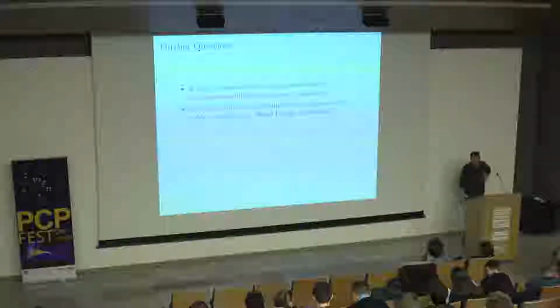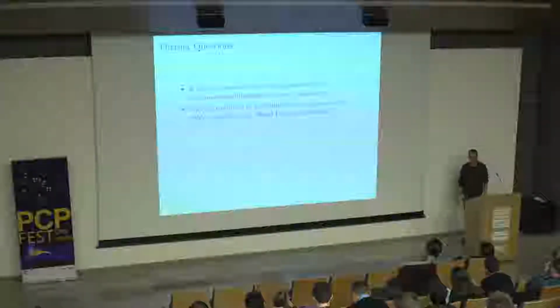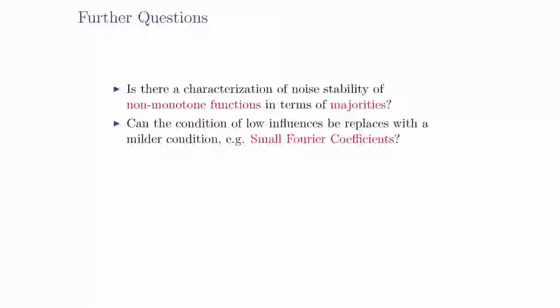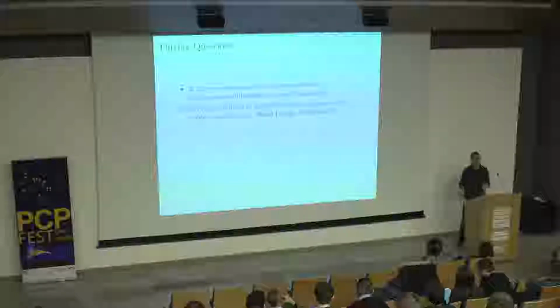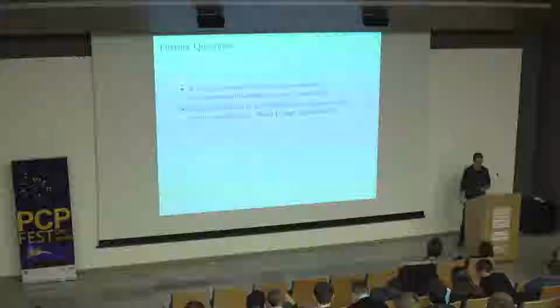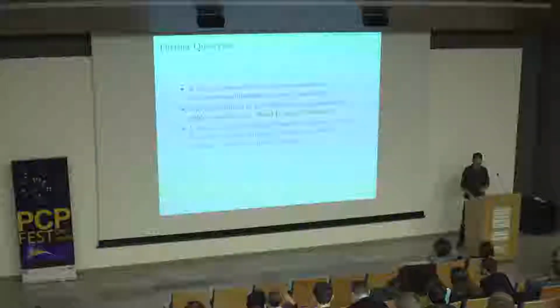The second question is the following. We all like influences a lot, but even when the majority is stablest question arose, and when we wrote this paper about majority is stablest, it's natural to ask, do you really need all the influences to be small, or is it enough to have a weaker condition? A weaker condition that appears in many areas of math is just to have some Fourier norm small. In particular, if all of the Fourier coefficients are small, do you still have results like majority is stablest? So that's another very natural question.